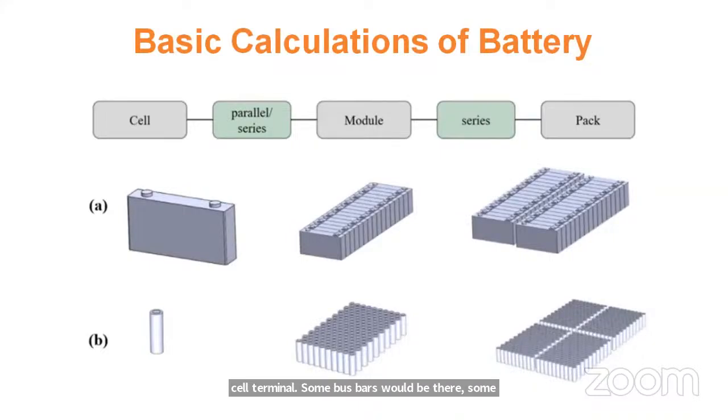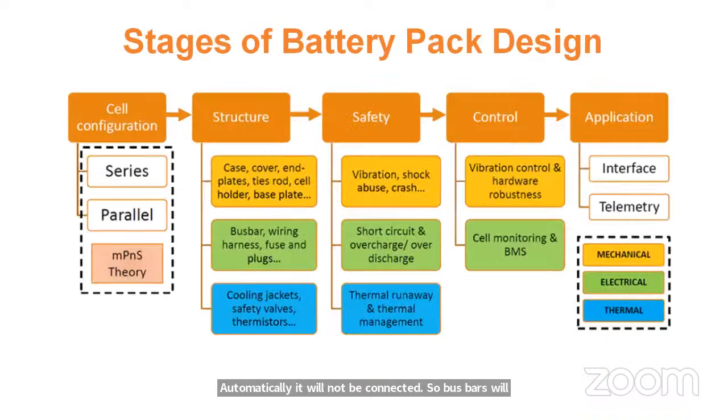Automatically it will not be connected. So bus bars will be required. Wire harnesses are required to connect each module in series. Then, for safety purposes, fuses and plugs are required. Correct? So this is the electrical structural part. Correct? Then some thermal structural parts will be there.